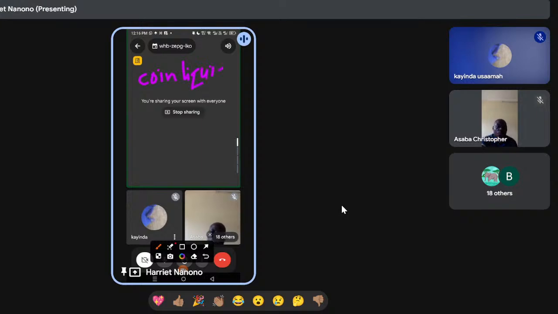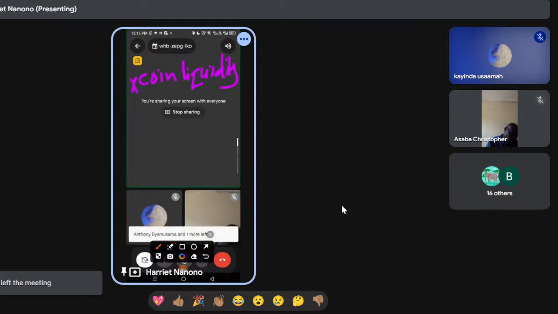Coin liquidity. Liquidity is one of the biggest reasons why a currency can be delisted from an exchange.